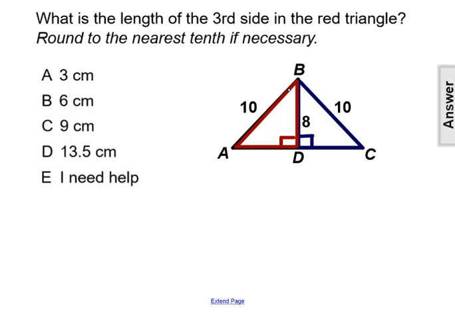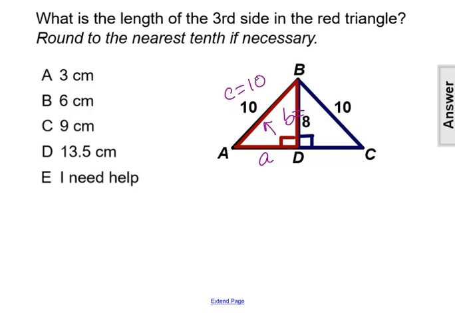So if we look at our right triangle, that is going to be one of the legs of the triangle. Let's call that leg A. Then the other leg is 8, so let's call that B. And the hypotenuse, the side across from the right angle, is 10, so we can call that C.